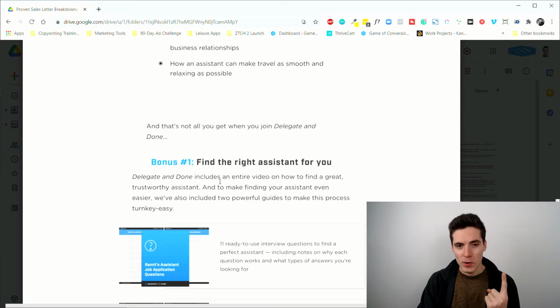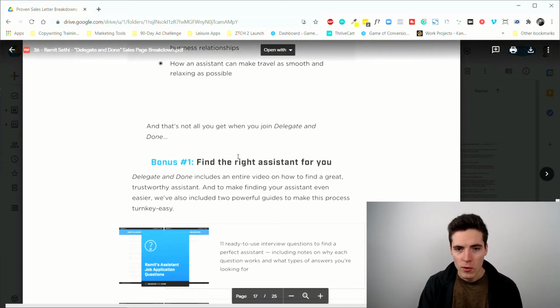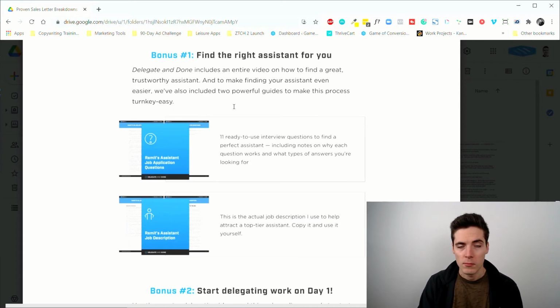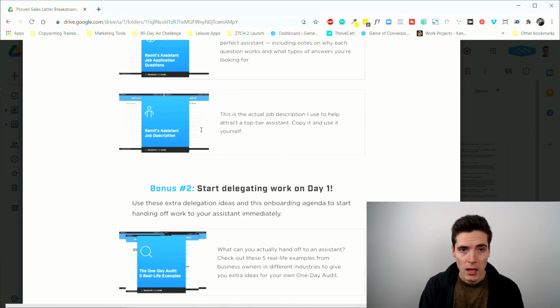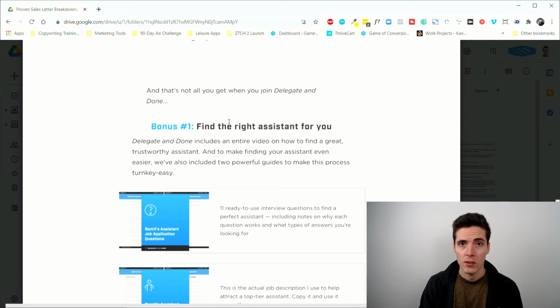So the first bonus, find the right assistant for you. This is another thing that some people are struggling with. And as you can see, you have the job application questions done for you. You have Ramit's assistant job description, so how you actually post the job itself. It's a super valuable thing, and that's why it's a good bonus.